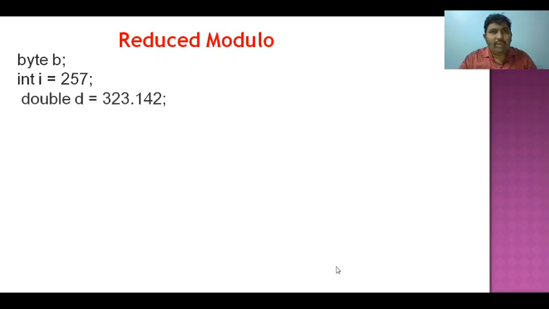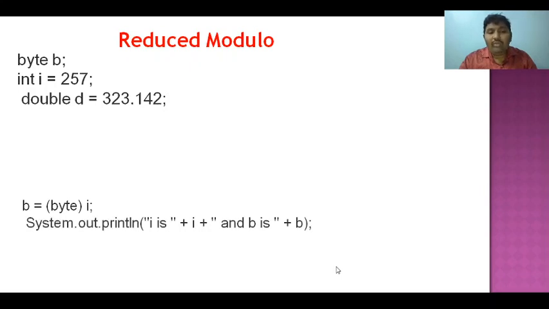And the next topic is reduced modulo. What is meant by reduced modulo is, for example, see here I have a byte variable b and I have an integer variable 257. And I also have a double value 323. If I need to store this particular integer variable into byte b, what will be the output? So what is the I value? I value is 257.